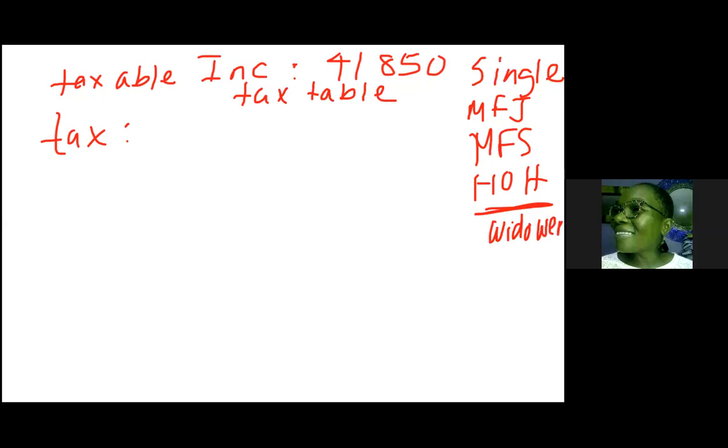Okay, guys? So now, in the tax table, we're going to go into the singles column and use the singles column to calculate the person's tax liability.